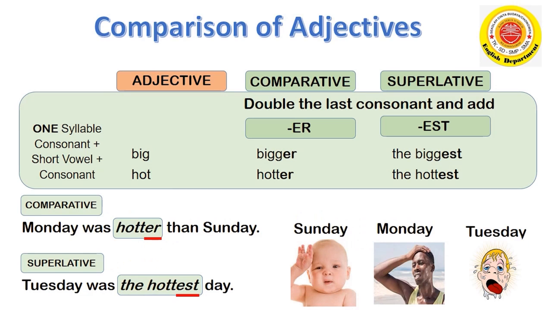Look at the weather in these 3 days. Lihatlah cuaca pada 3 hari ini. Sunday, Monday, and Tuesday. How can we compare these 3 days using the adjective hot? Bagaimana kita membandingkannya dengan menggunakan adjektif hot, panas. Hari Minggu panas, Senin lebih panas, dan Tuesday paling panas. So we can say Monday was hotter than Sunday.